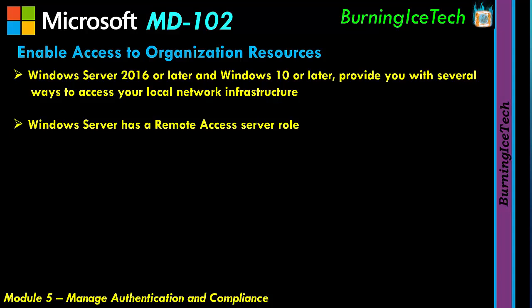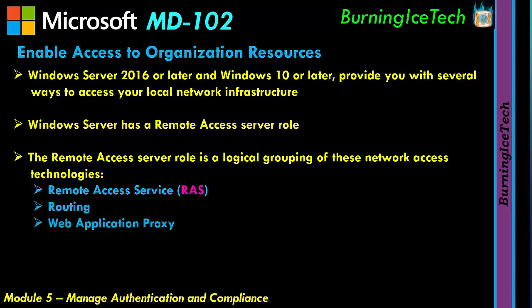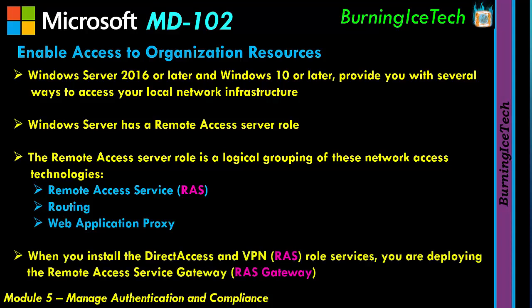Now, folks, the remote access server role is a logical grouping of the following related network access technologies. That would be remote access service, which is called RAS for short, routing, and web application proxy. When you install the remote access server role with the add roles and features wizard or Windows PowerShell, you can install one or more of these three role services.